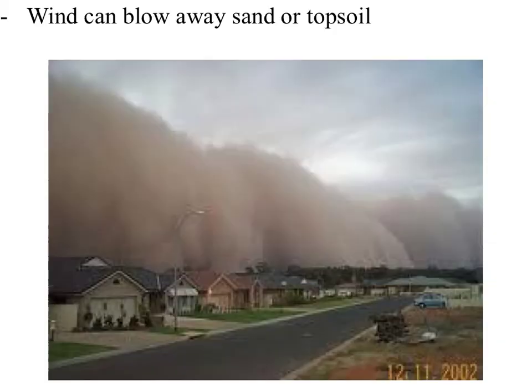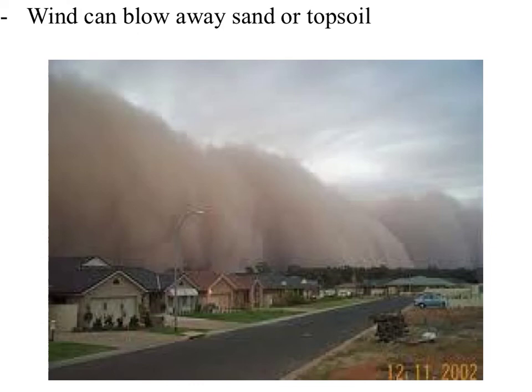Wind is also a very powerful force for erosion. Anytime you have sand lying around or topsoil that doesn't have vegetation on it to keep it in place, wind can pick this soil up and blow it away. That's what happened. You might remember from U.S. history class in the Dust Bowl in the American Midwest in places like Oklahoma.